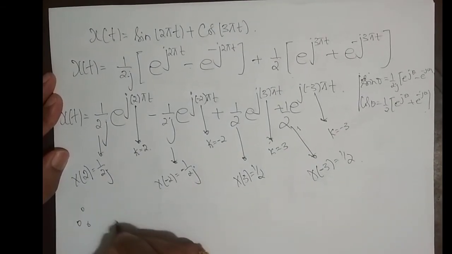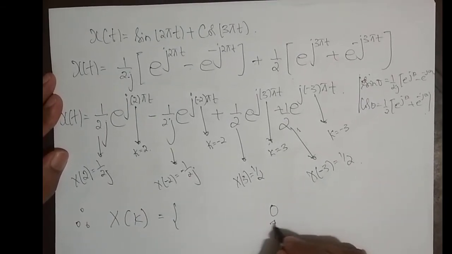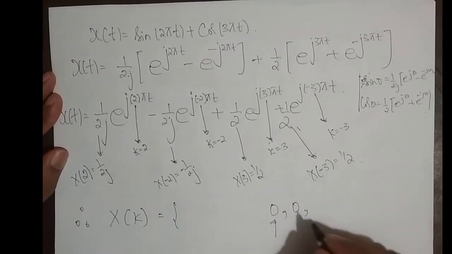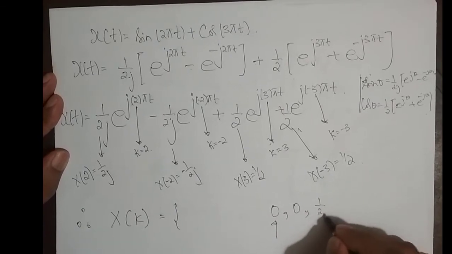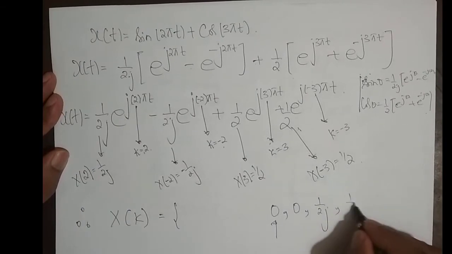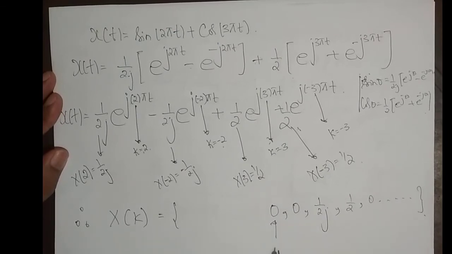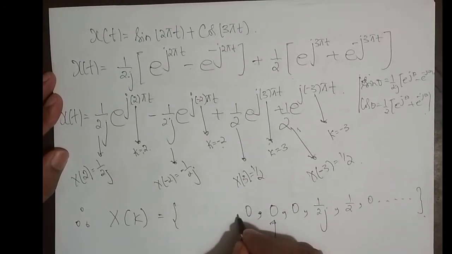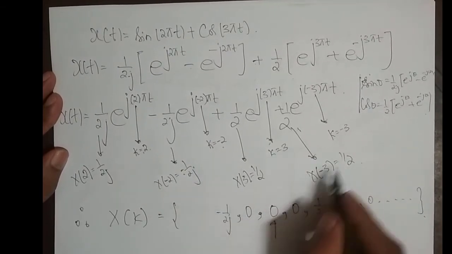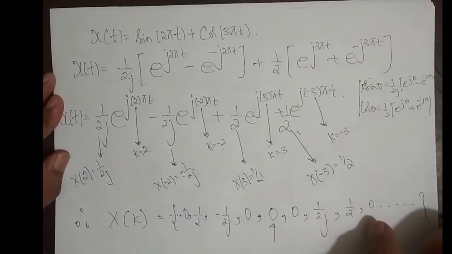So therefore we have the Fourier series coefficient x of k. At k is equal to 0 I have nothing, comma, at k is equal to 1 I have nothing, which is 0, comma, at k is equal to 2 it is 1 by 2j, at k is equal to 3 it is 1 by 2, and 0 and dot dot dot, rest of the samples are 0. And at k is equal to minus 1, I don't have anything, so it is 0. K is equal to minus 2, it is minus 1 by 2j, and k is equal to minus 3, it is 1 by 2, comma, 0 and dot dot dot. Rest of the samples are 0.